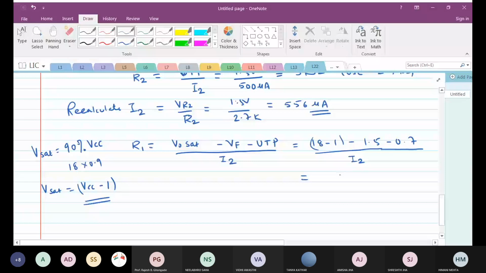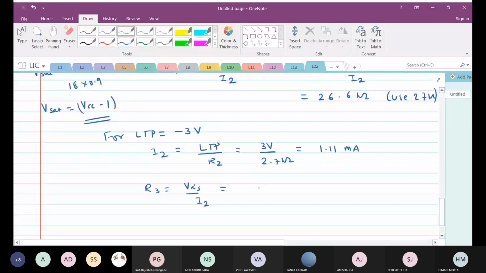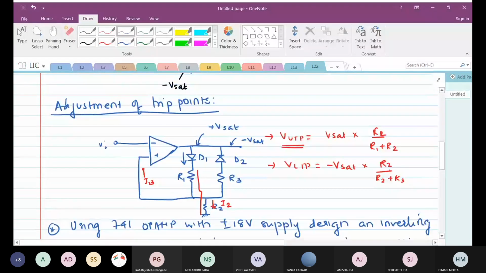Now for LTP as minus 3 volts. Again we have I2, which is LTP by R2, which is 3 volts divided by R2, that is 2.7 kilo ohms, gives me 1.11 milliampere. Okay, so then R3 is VR3 by I2. But what is VR3? What is voltage across R3? This voltage.